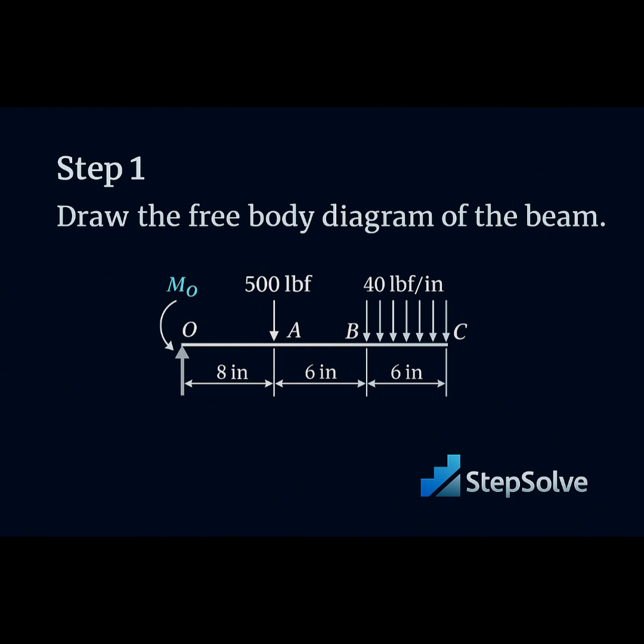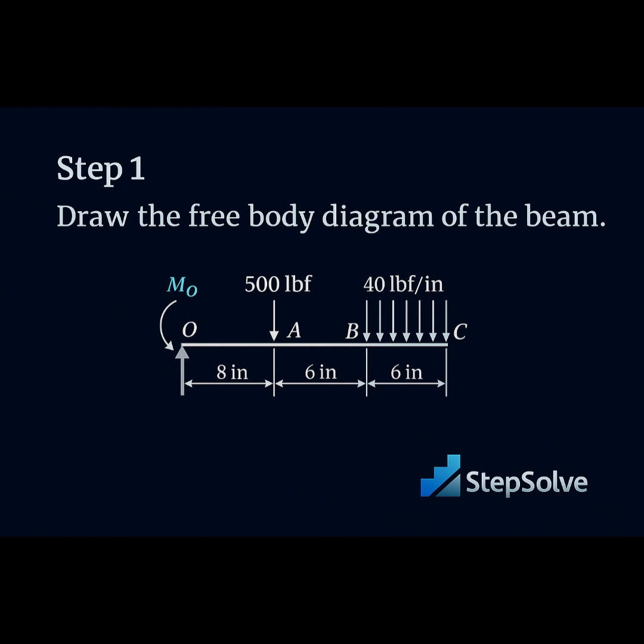All right, here's the setup. We've got a horizontal beam fixed at point O. At point A, there's a 500 lbf load pushing straight down. Then from B to C, we've got a uniformly distributed load of 40 lbf per inch spread over 6 inches. The distances are O to A equals 8 inches, A to B equals 6 inches, and B to C equals another 6 inches. So overall, this beam is 20 inches long, which means plenty of room for chaos.